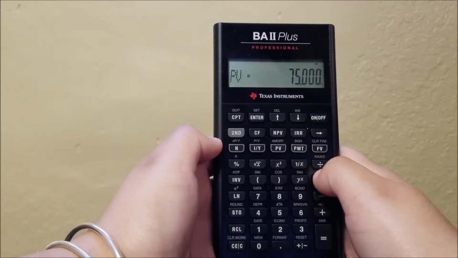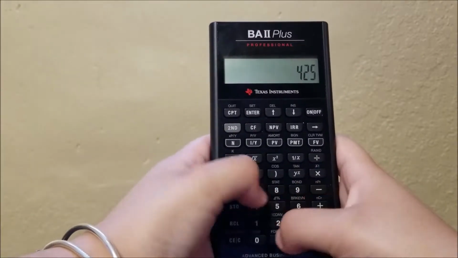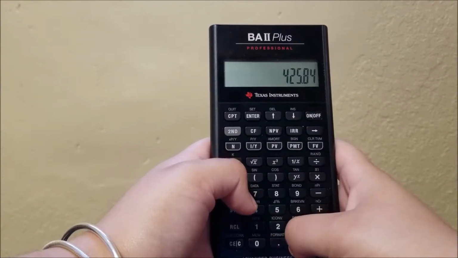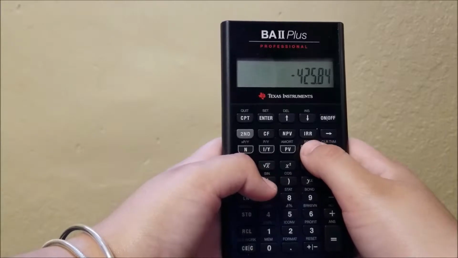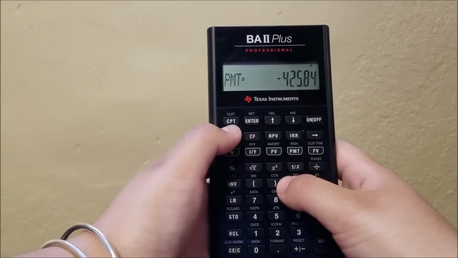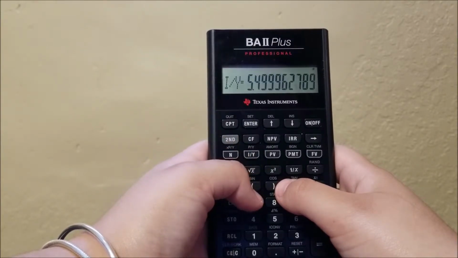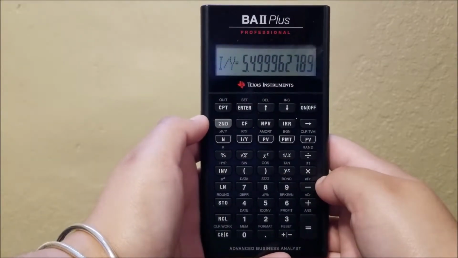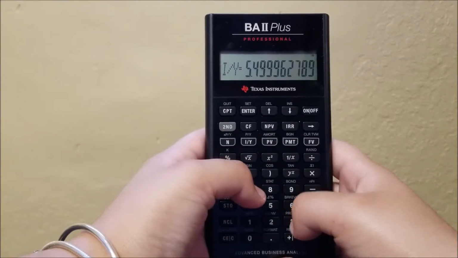Once that has entered itself, then we're going to press the payment key and enter 425.84, which is our payment amount, and we're going to make it negative and insert the payment amount. Then we're going to compute for the interest, and that'll give us 5.499, which in retrospect becomes 5.5% per year.